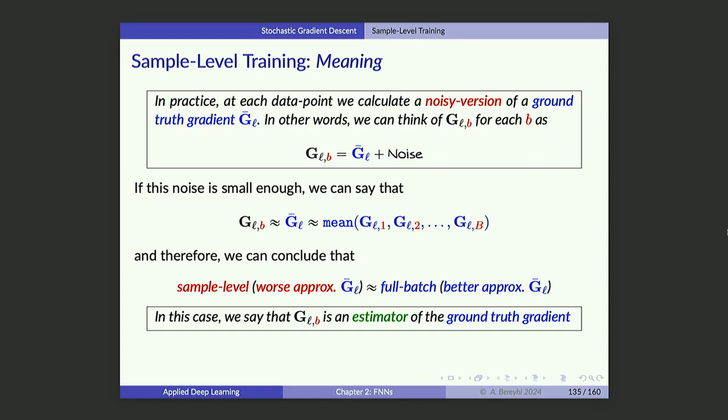But at the sample level, I'm doing a very bad approximation, the worst approximation possible. In the other one, the full batch training, I am doing a much better approximation. And if you don't see it clearly, I'm going to talk about this.